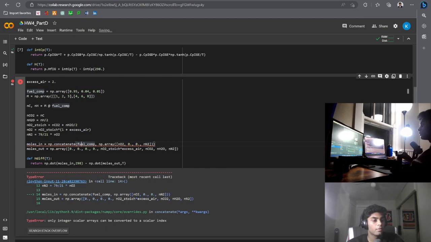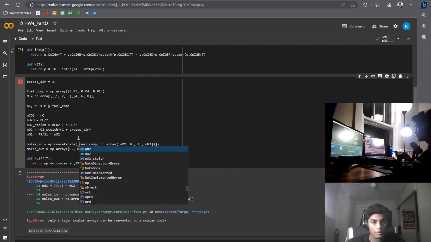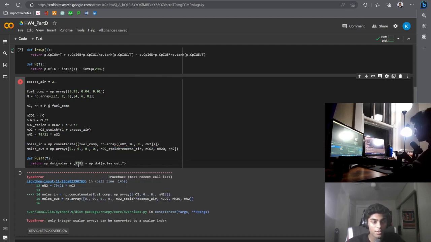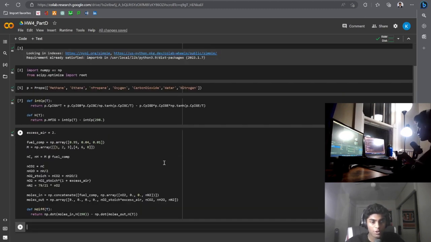Give me a moment. Oh, I just forgot to redo this as an array. And then we want to have, I guess, maybe this here? Oh, not that. This here. Oh, and this needs to be the predefined function for enthalpy. And so does this. Now if I run it, no issues.